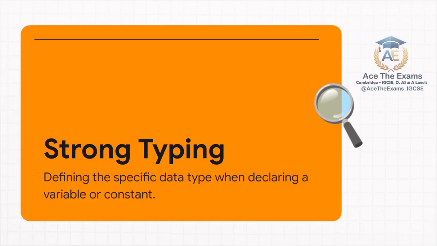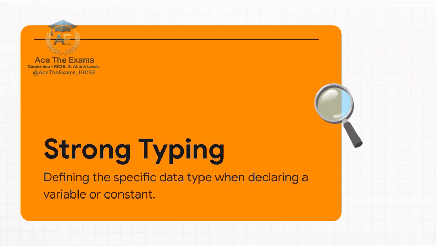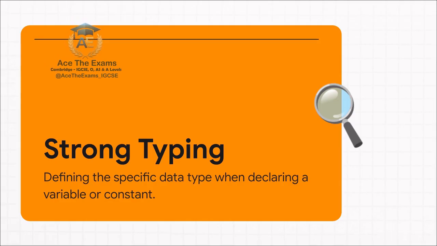Now, Visual Basic is actually pretty forgiving. It lets you declare variables without specifically stating what type of data they're going to hold. But listen, just because you can doesn't mean you should. In fact, examiners desperately want to see something called strong typing. This is the practice of explicitly defining the specific data type, like an integer, a string, or a decimal, right when you declare the variable or constant.